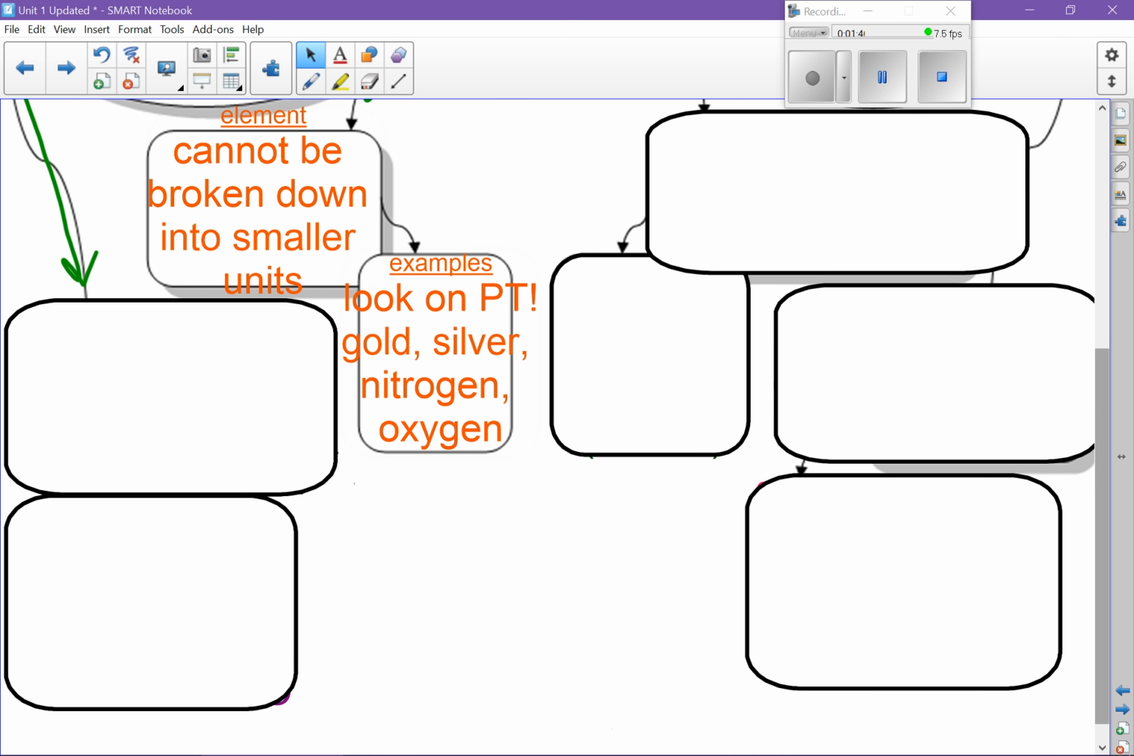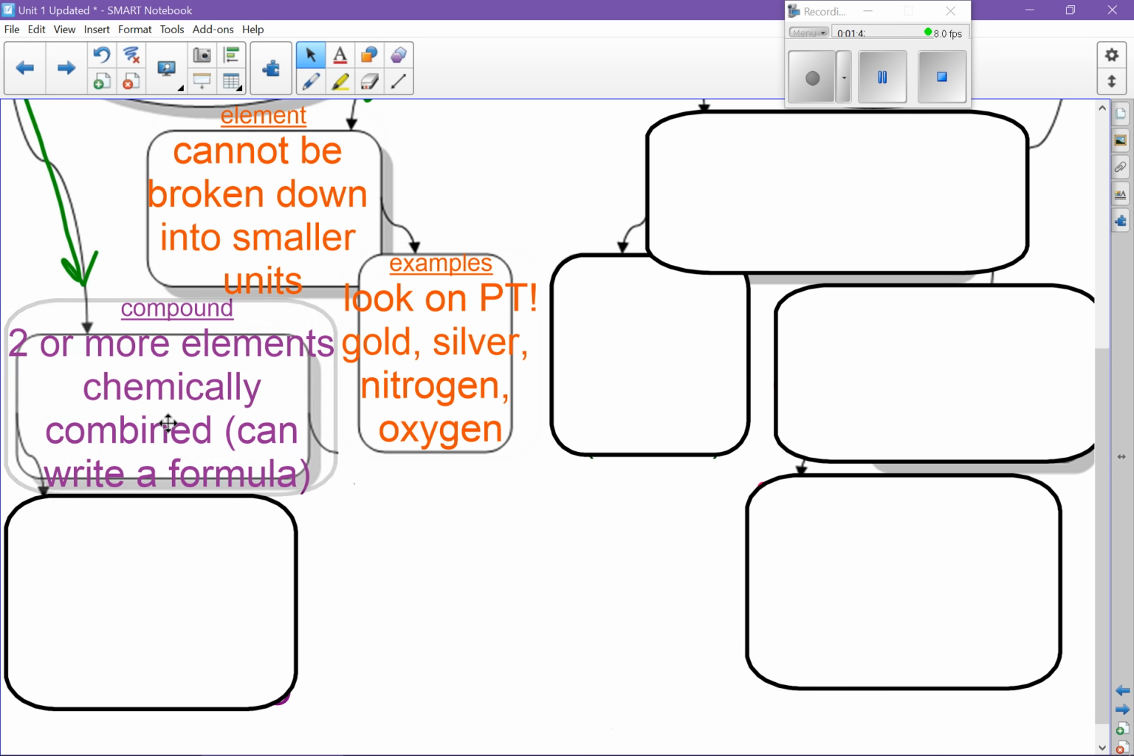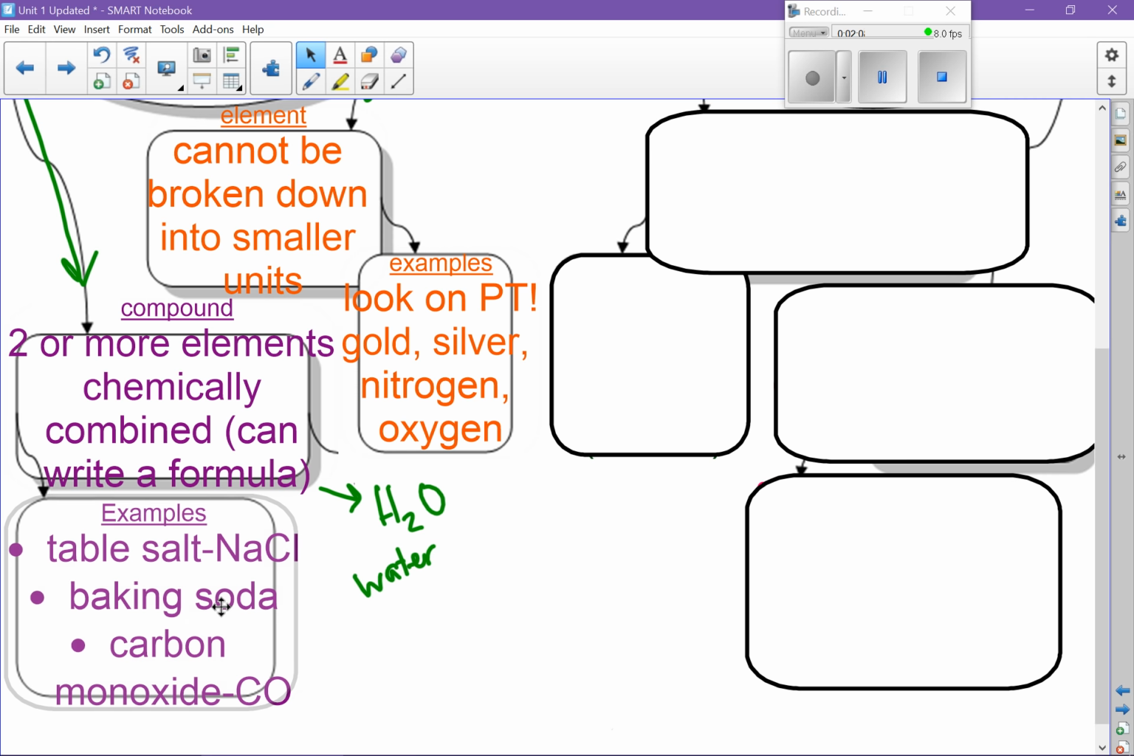Now another option that's still pure is to have a compound. That's when you take two or more elements chemically combined. Basically it's something that you can write a formula for. A formula means something like H2O. That's water. You've heard of that forever, right? That means that there's hydrogen and oxygen in that substance. Anytime you can write a formula like that and see two elements in it, it's a compound. A couple of other examples: table salt, which is NaCl, baking soda that we cook with, which has a formula, and carbon monoxide. So you can see the different elements that are in there.